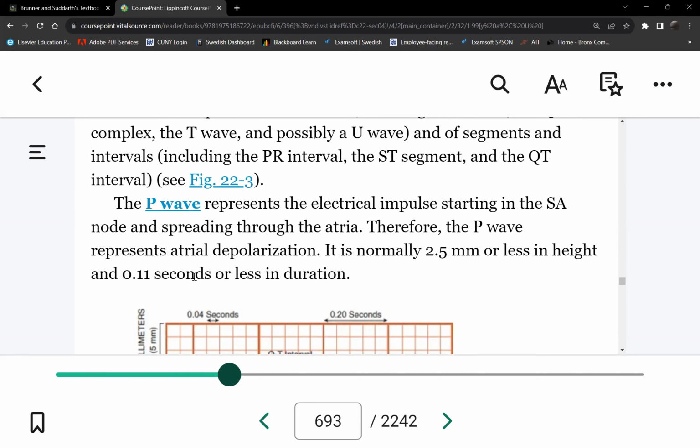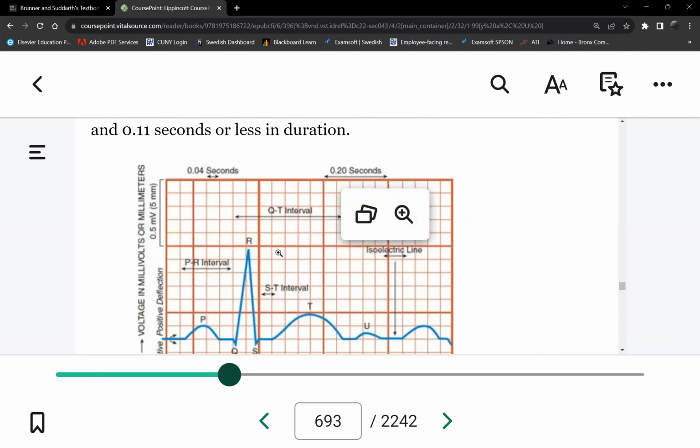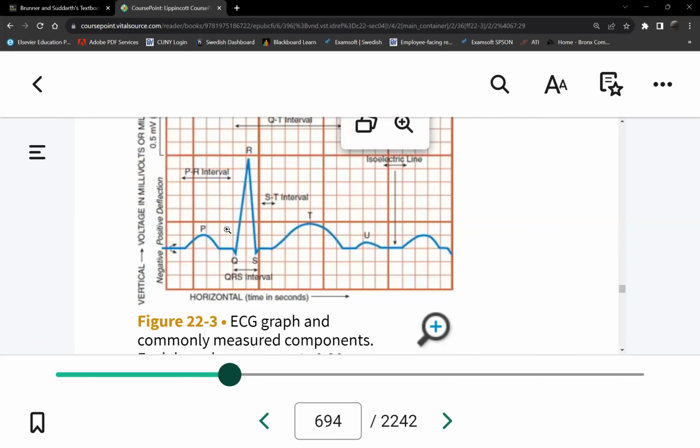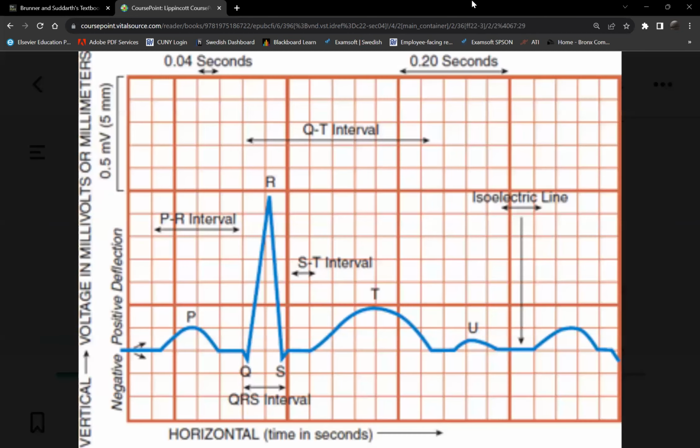Meaning, how many small boxes is it? Between 2 to 3, because 3 will be 0.12. So it's usually about 2, but less than 3 small boxes, that is, 0.11 seconds. So how do we measure the P wave? From where it leaves the isoelectric line, starting here, to where it returns to the isoelectric line. As you can see, it's clearly less than 3, correct?